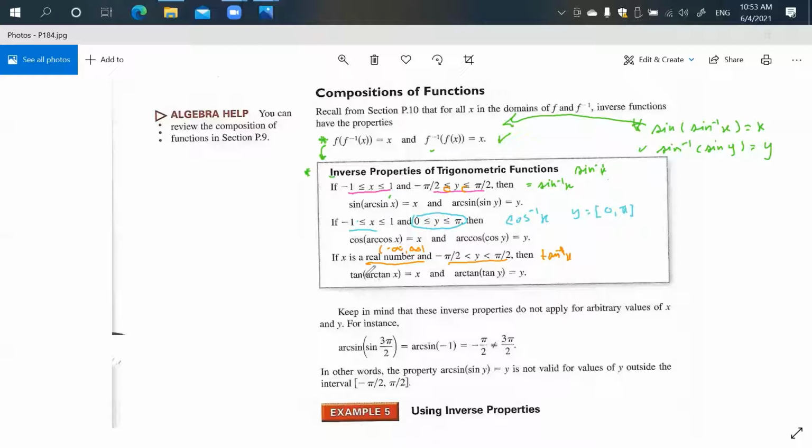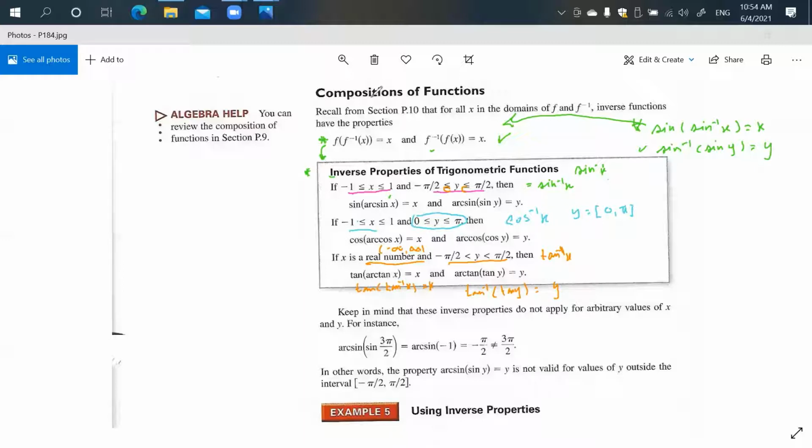Like this one, tan arctan, you can write it this way, right? Tan of arctan x then equals x, a simplified cancellation. And at the same time, if you have arctan of tan y, it equals y. Simplified, it is equal to y. Okay. Then the same thing for cosine, this one.